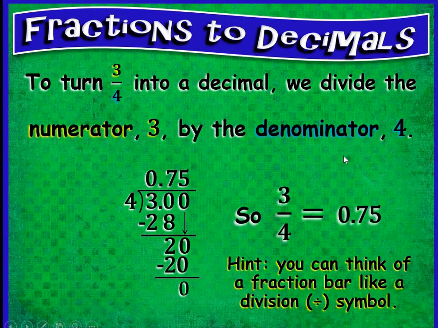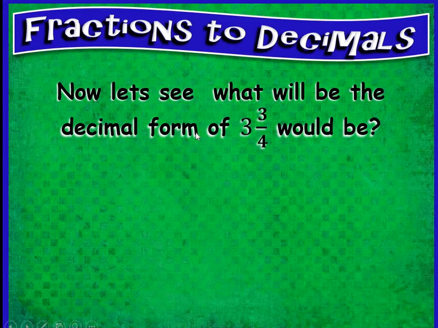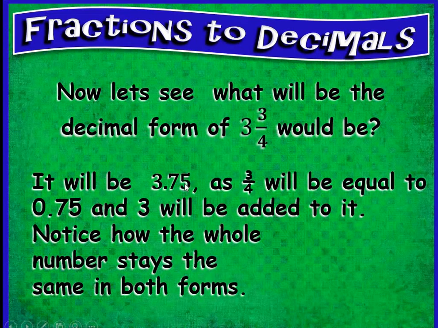There can be a hint: we may think of this fraction bar as a division symbol. So we may remember that whenever we need to convert a fraction into a decimal, we have to divide the numerator by the denominator. Now let's see what will be the decimal form of 3 wholes 3/4. It will be 3.75. As we have already seen, 3/4 converted into decimals in the previous slide was 0.75. And this is 3 wholes 3/4. So 3 will stay as it is, and it will be added to 0.75. So 3 wholes 3/4 in decimals will be 3.75.